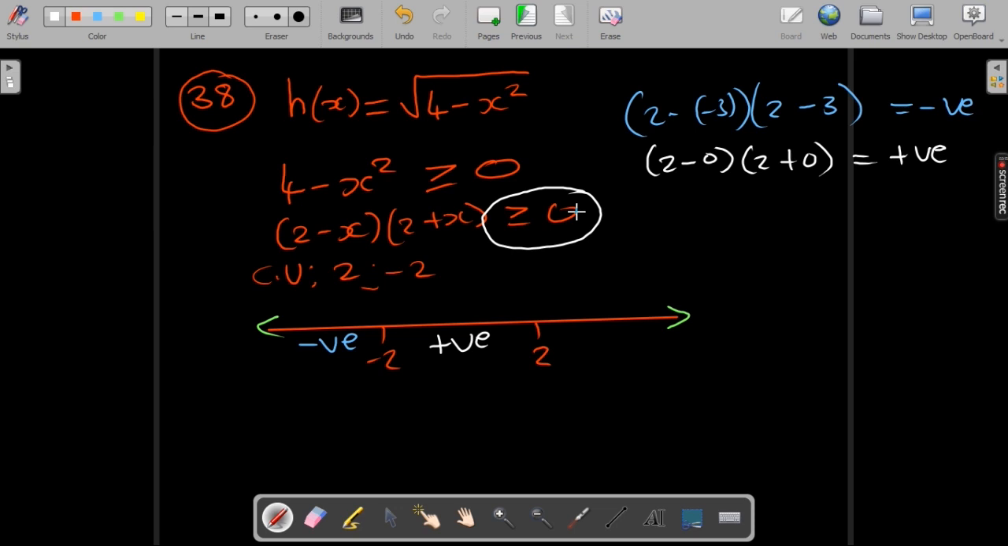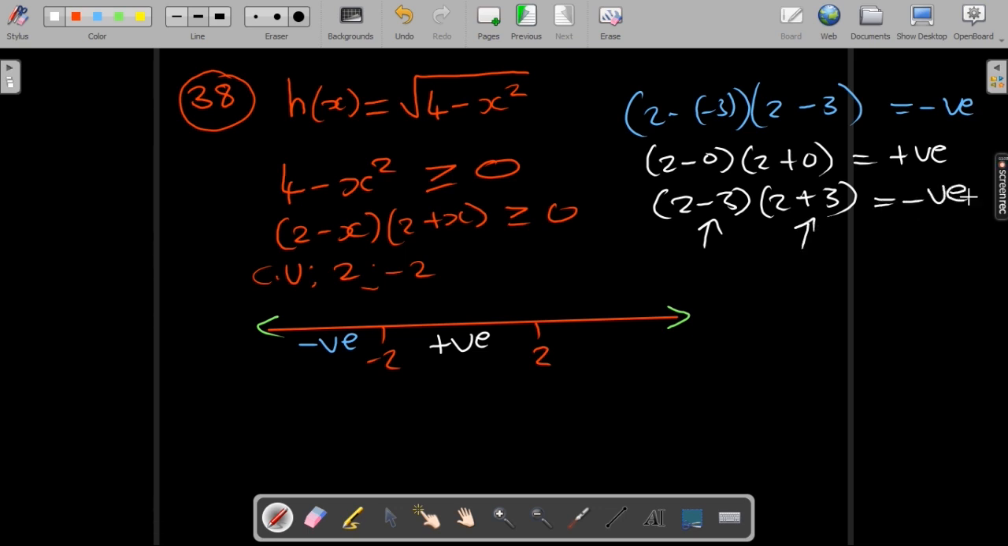Then if you go to the right of 2, let's say pick number 3. Then you have 2 minus 3, 2 plus 3. This is negative, that is positive, so the result will be negative. So to the right of 2, again, you have a negative result. We're only interested in portions where we have an answer which is 0 or positive, greater than or equal to 0. And that is this portion only.